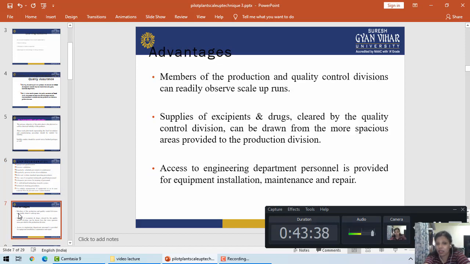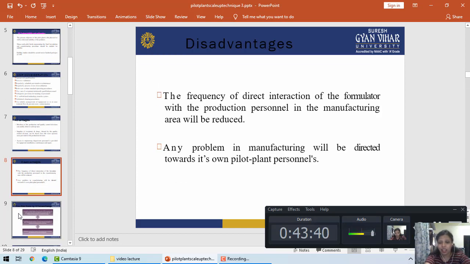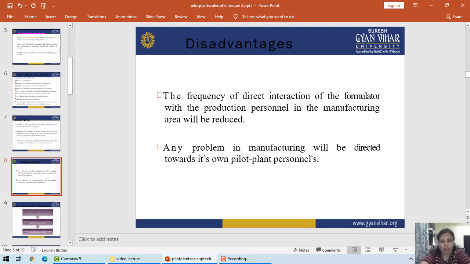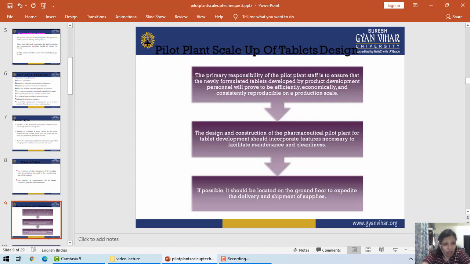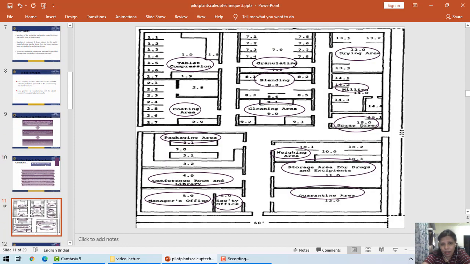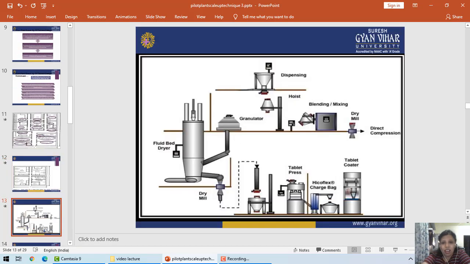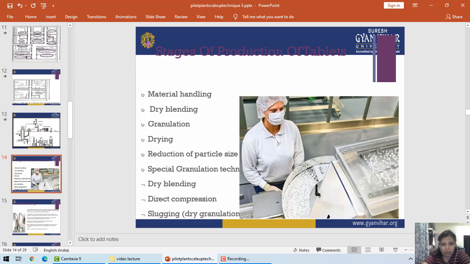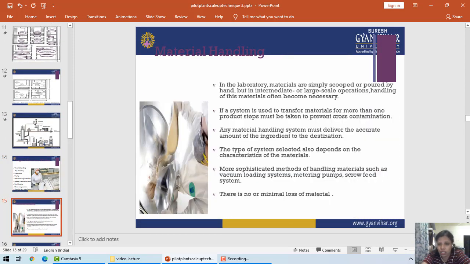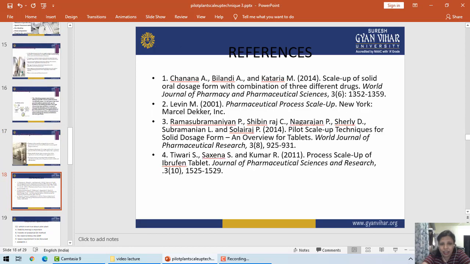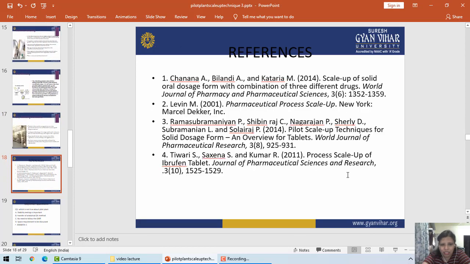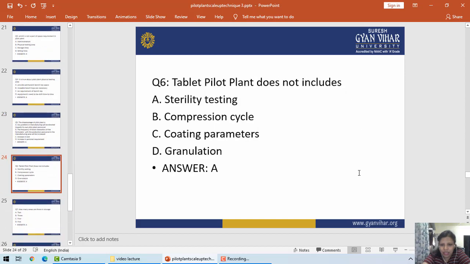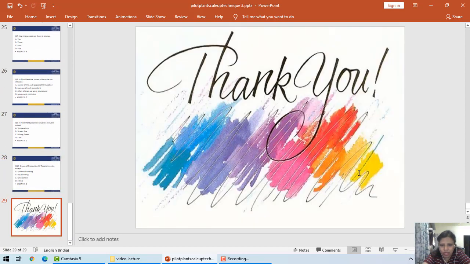Other than that, we have discussed some GMP based advantages as well as the disadvantages of having the GMP consideration. We have discussed pilot plant scale up of tablet design, the layout of tablet compression area, and the diagrammatic representation also. We have discussed different stages of production of tablets: material handling, dry blending, etc. So these are the references, and we have discussed a number of questions related to this.